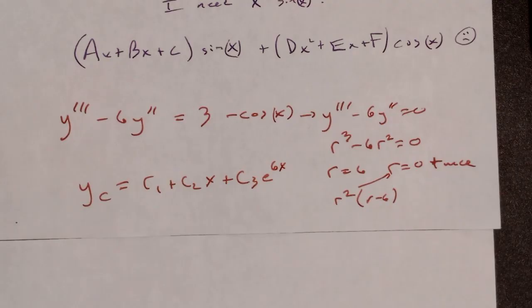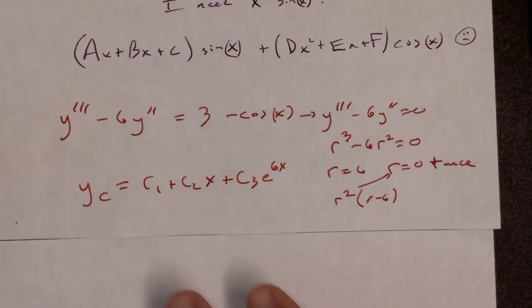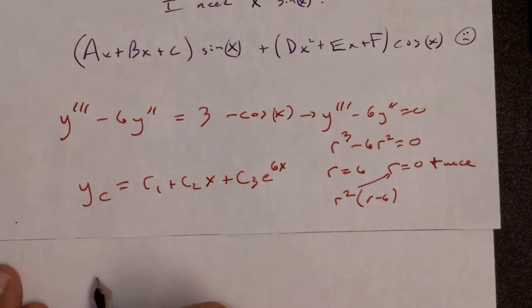Because it's e to the 0x. E to the 0x is just 1, but it's repeated, so I get 1 and then I get an x times a 1. And that's these two pieces. Now, what's my particular solution going to look like?